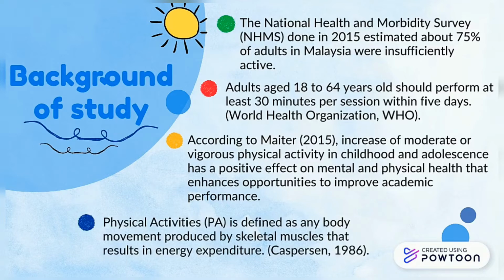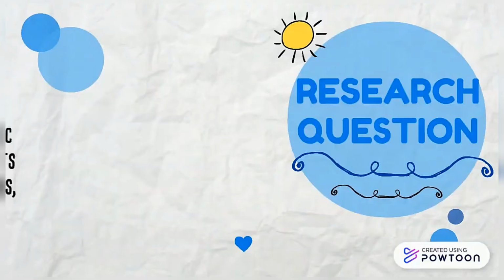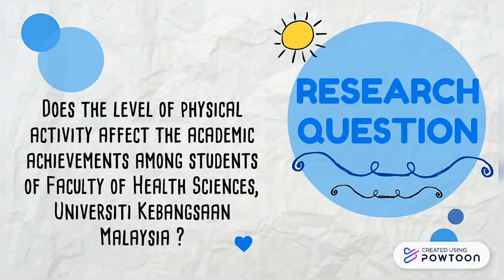So, what is physical activity? Physical activity is defined as any body movement produced by skeletal muscles that results in energy expenditure, according to Caspersen's study in 1986. Next, we'll move on to the research question and hypothesis.